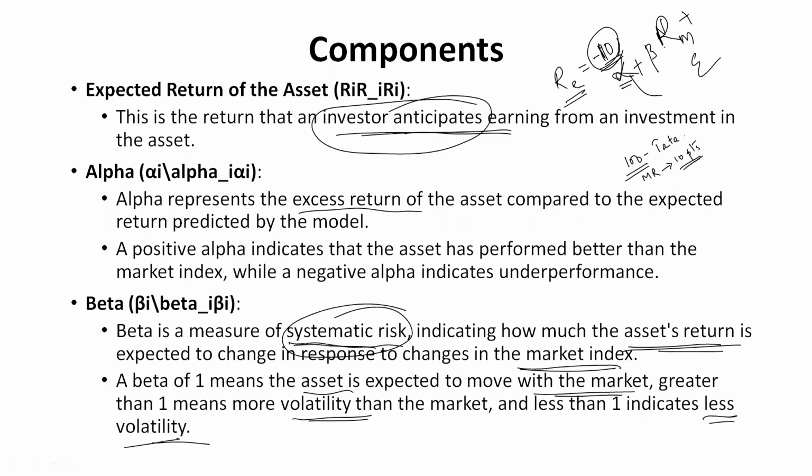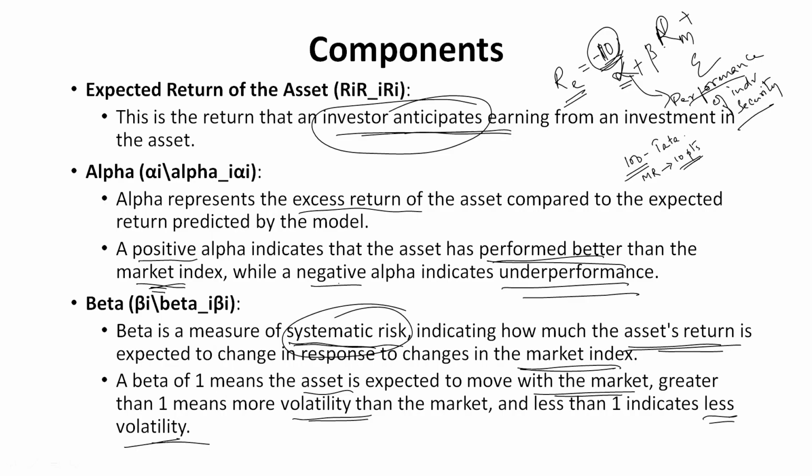So it's nothing but the performance of an individual security in response to the overall market. This performance can be positive or it could be negative. If it is positive, it means to say that your asset has performed better than the market. If it is negative, it says that your stock has underperformed in comparison to the market. So this is what you mean by alpha.